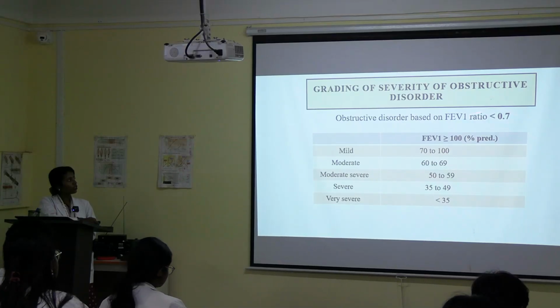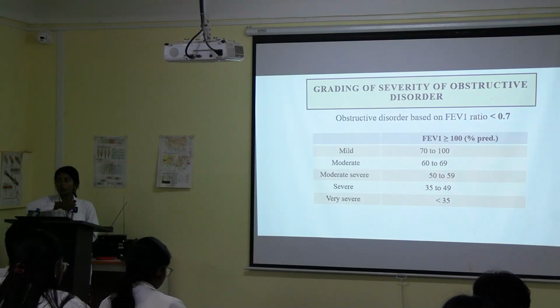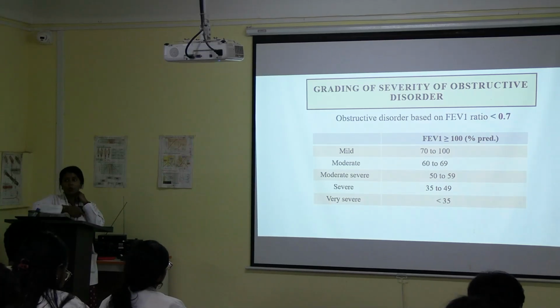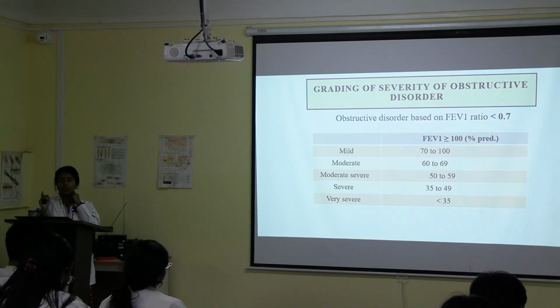And you have to know the ratio. Normally it should be more than 80%, remember. Here it is going to reduce to 0.7, FEV1 divided by FVC. The ratio is important. Normally it should be 80% or 0.8.